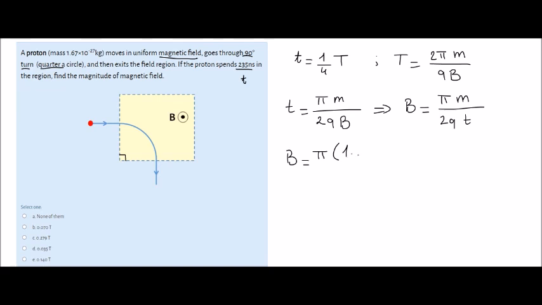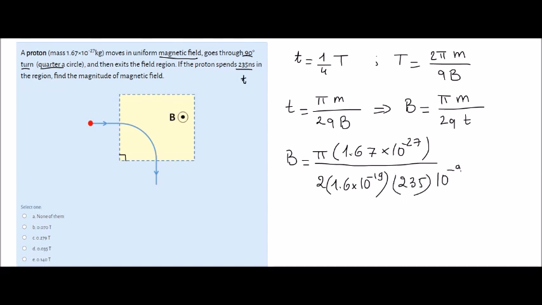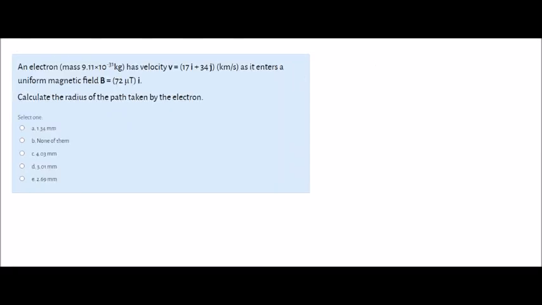Pi times 1.67 times 10 to the power minus 27, that's the mass of a proton, over 2 times the charge of a proton, 1.6 times 10 to the power minus 19, and the time, 235 nanoseconds, 10 to the power minus 9. You do that, you will get exactly 6.97 times 10 to the power minus 2 Tesla, that's B. So which value is close to that? This.